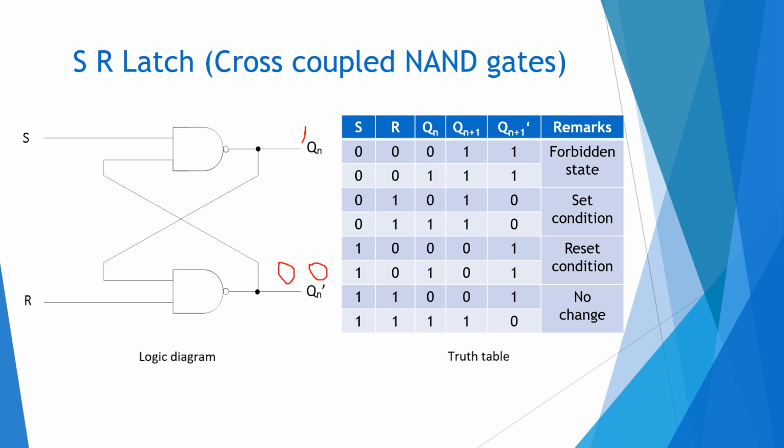This is shown here in the table, that is called the truth table, with all the conditions. So when S and R are equal to 0, this is a forbidden state. Both Qn and Qn bar will be 1. When S is equal to 0, it is the set condition, and when R is equal to 0, it's a reset condition. When both S and R are equal to 1, there is no change.